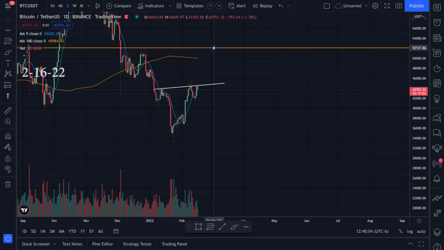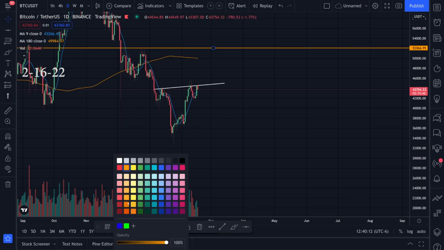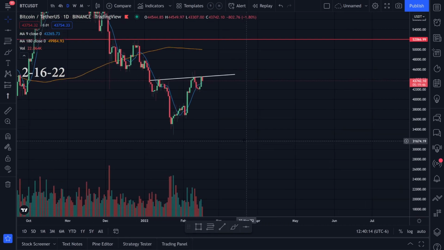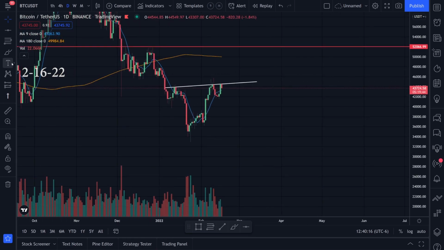I'm actually kind of looking at the wicks now. We wicked all the way up to up here. So I'm looking at that because if we go here, let me do this as a red line. I was also watching this inverted head and shoulders pattern.